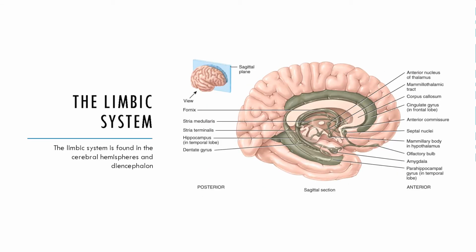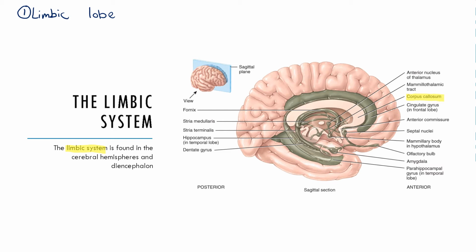Encircling the upper part of the brainstem and the corpus callosum is a ring of structures on the inner border of the cerebrum and the floor of the diencephalon that constitutes the limbic system. Now, the main components of the limbic system are first the limbic lobe, now this is a rim of cerebral cortex on the medial surface of each hemisphere.